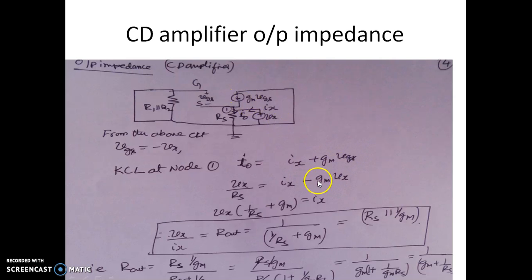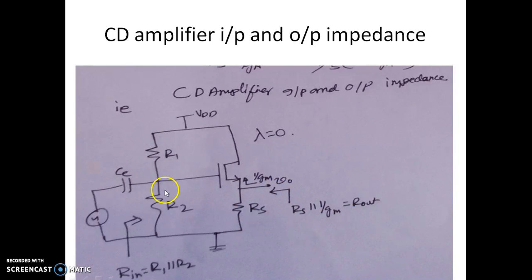Replacing VGS by minus Vx, and I0, the current through RS, by Vx by RS, and rearranging the equation, we get Vx by Ix is nothing but 1 over (1 over RS plus gm). This exactly means it is the parallel combination of RS and 1 over gm. So Rout, the output impedance of the CD amplifier looking into the source, happens to be RS in parallel with 1 over gm. So this is what we are seeing here.